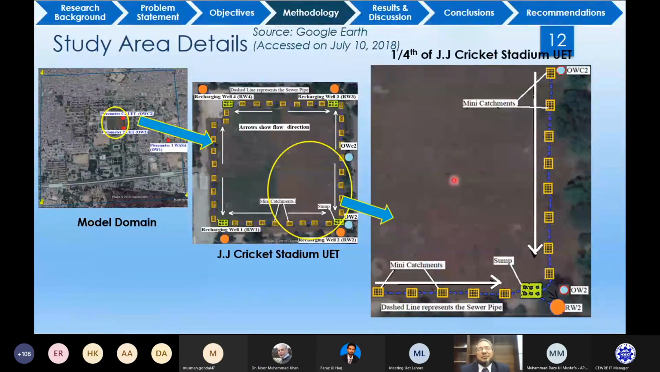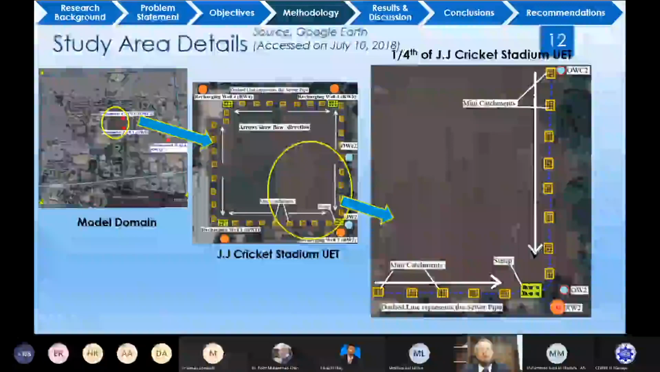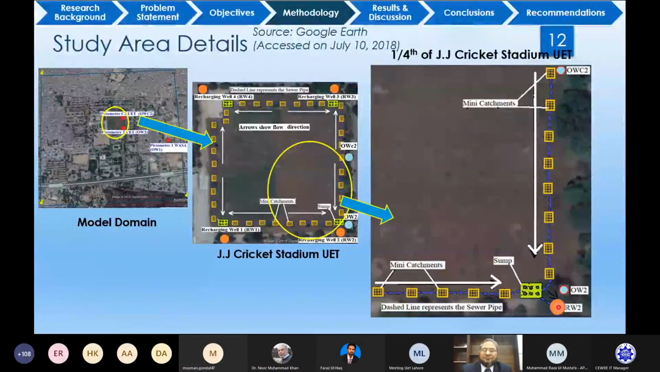But when the rainfall is of very high intensity, then what happens? The water enters the sewer through these catch pits, from both sides, and then it enters the large diameter recharging well. So it becomes effective and active when there are high intensity rains and when the surface generates runoff.